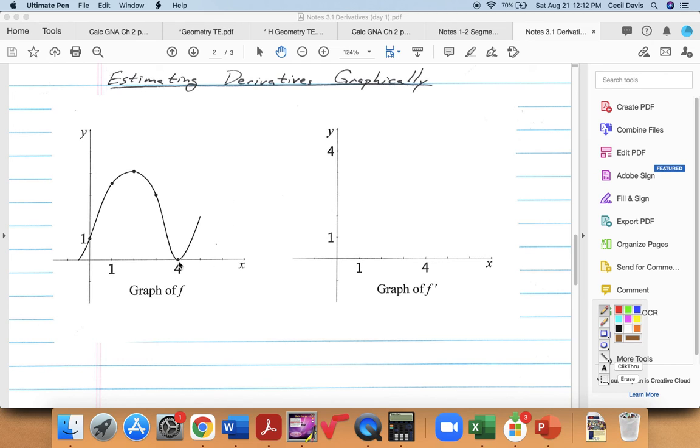So for example, at 4, right here, this is this low point. The tangent line would look like that. The slope of the curve is 0. So at 4, the derivative is 0. Right here, this looks like it's pretty close to the top. Actually, it looks a little bit past it, but maybe right there.